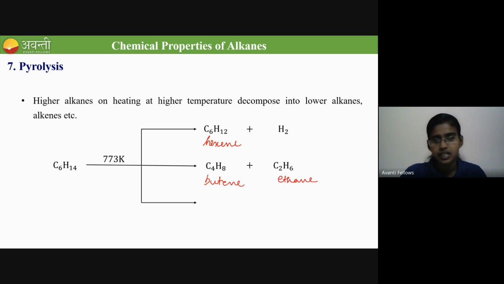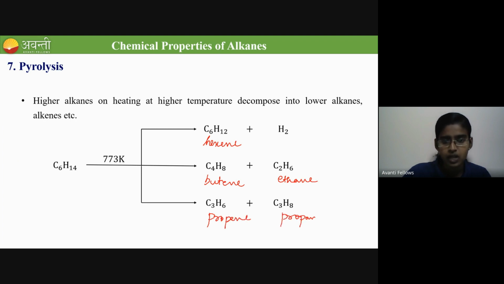It is ethane, okay? And the third way of breaking down is C3H6. This is propene and this is propane. So all alkanes will have CnH2n+2 as the formula, right? In the same way, all alkenes will have CnH2n as the formula. We will discuss that in the next slide, about alkenes.